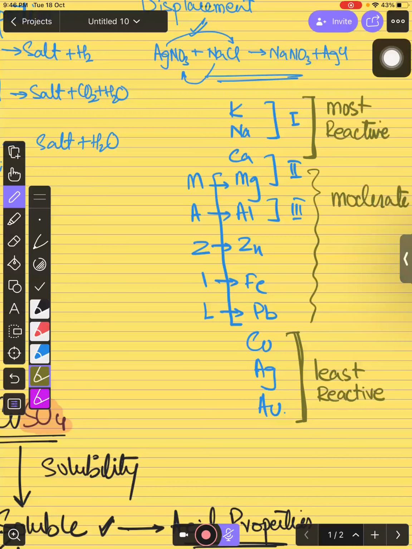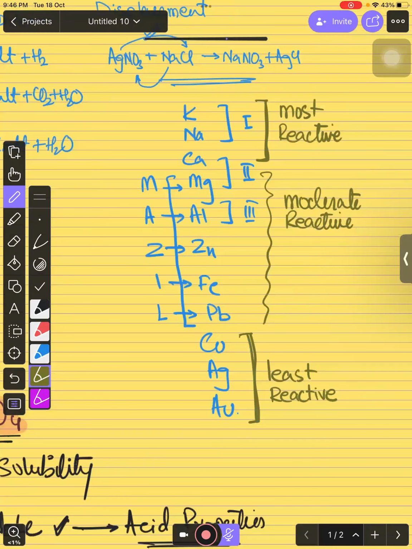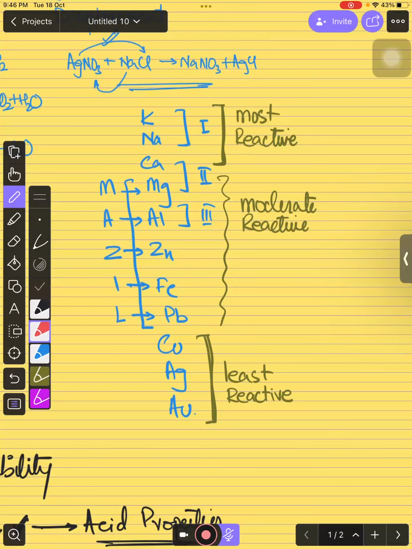They are moderately reactive. Why are we going to talk about reactivity here? Because you need to remember that the one which is the most reactive can even react with cold or hot water. These metals are highly reactive. They can even react with cold water.